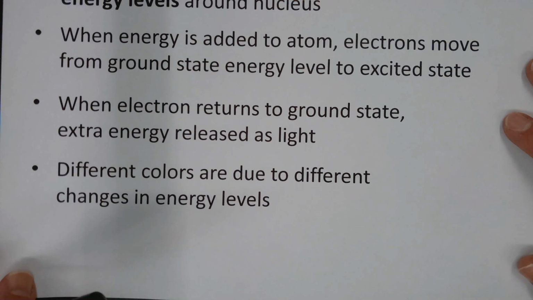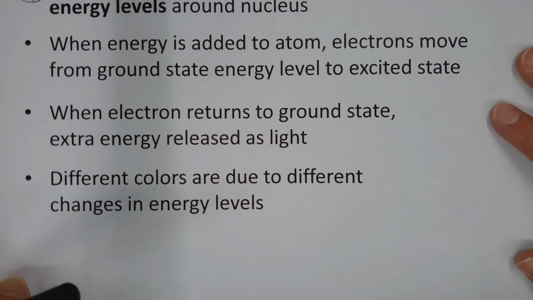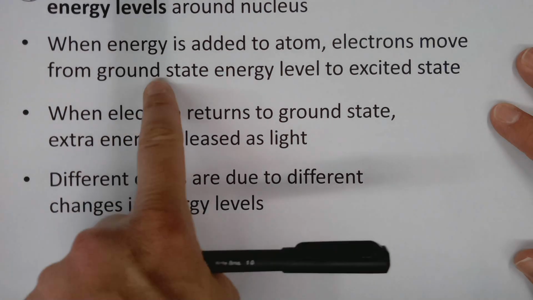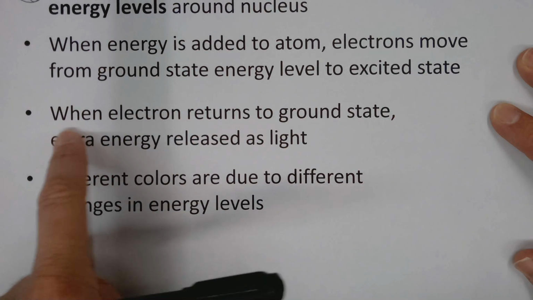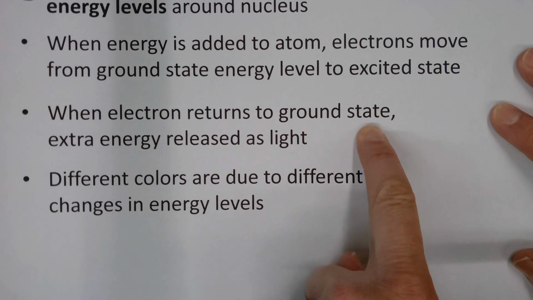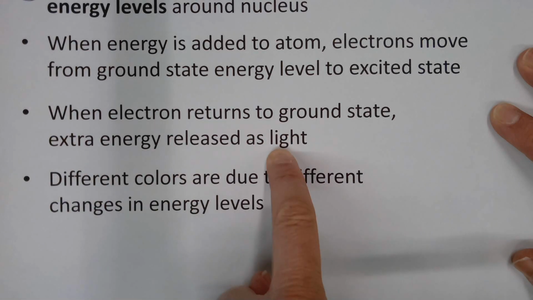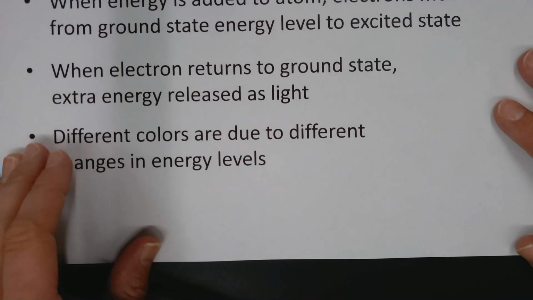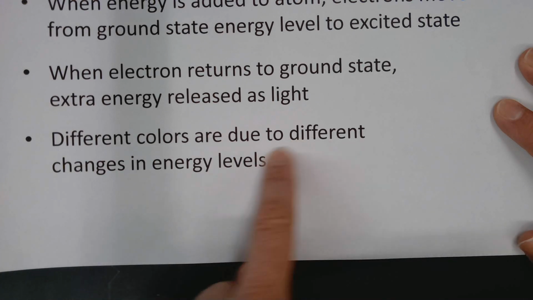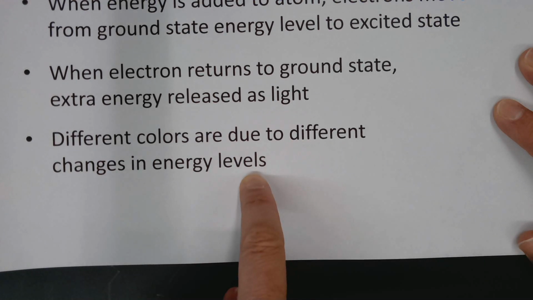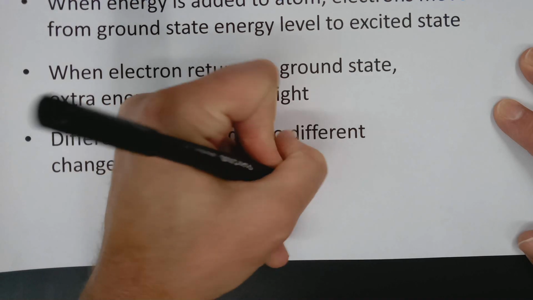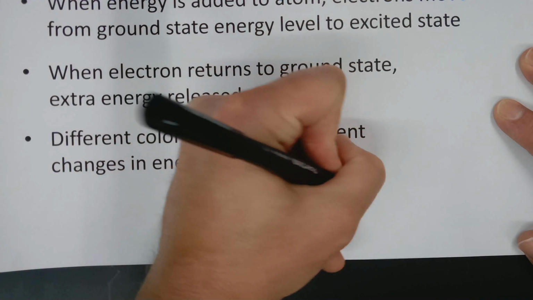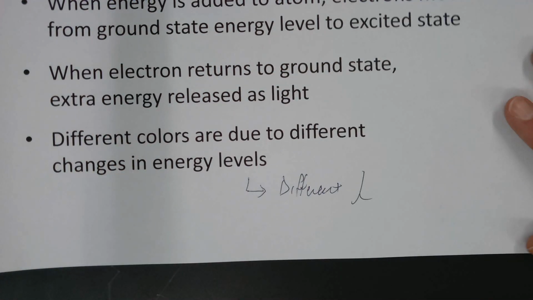So when energy is added to an atom, the electrons move from the ground state energy level to the excited state. When the electron returns to the ground state, that extra energy gets released as light. And the different colors are due to the different changes in energy levels, which correspond to different wavelengths that we see as those colors.